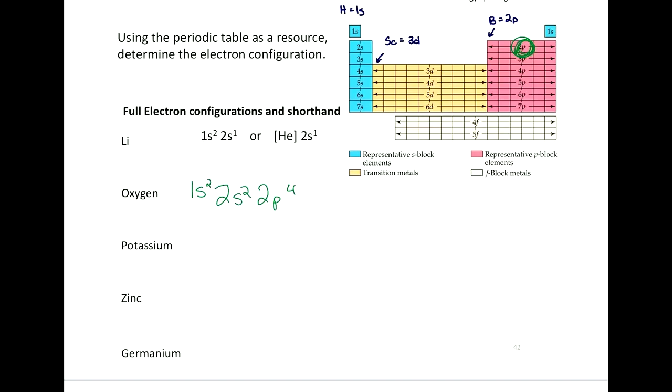All right, so we can do the same thing for potassium. So we would do 1s2, 2s2. We're going to fill up that 2p, so 2p6.